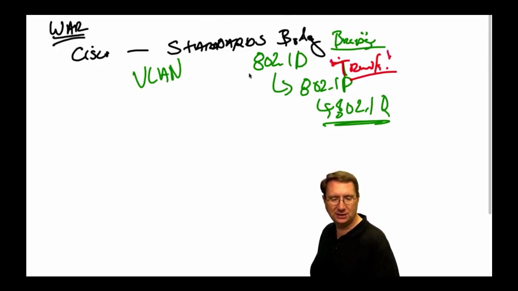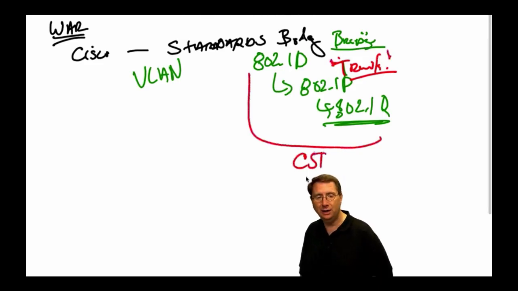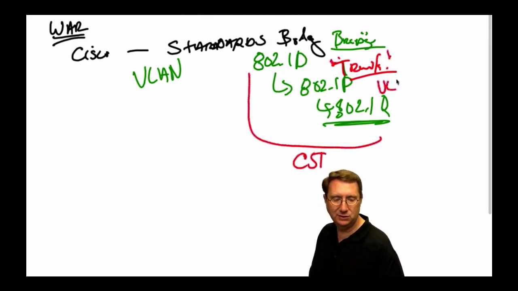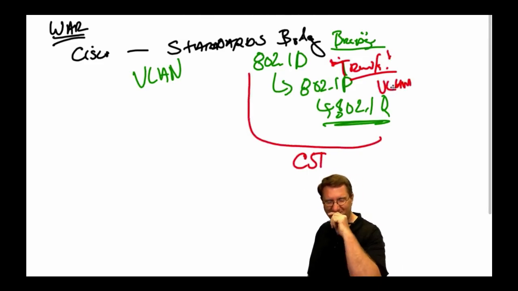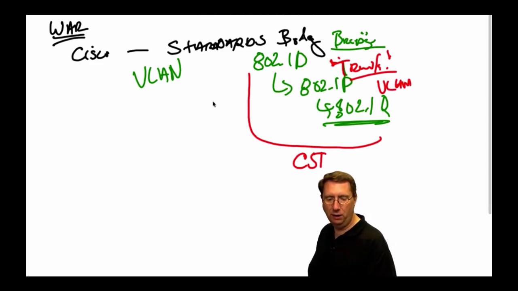Now Cisco latched on that and they said, well, that's really, really cool, but the whole idea here is that this entire group constituted something called common spanning tree, which means there was no idea of VLANs. There was no construct of VLANs. And like I said, keep in mind that everything was based on MAC address and priority.